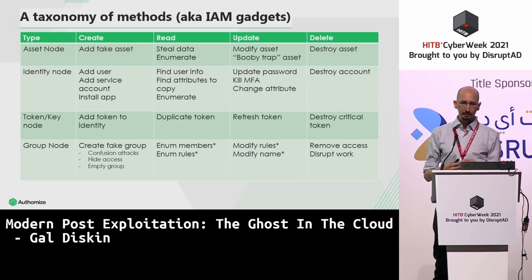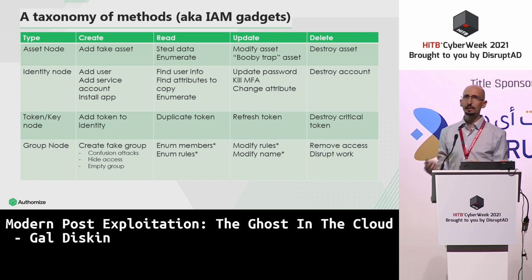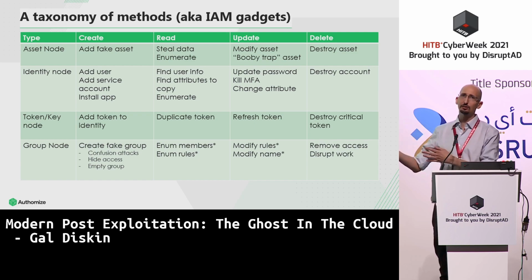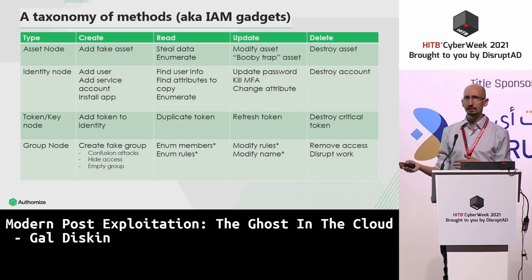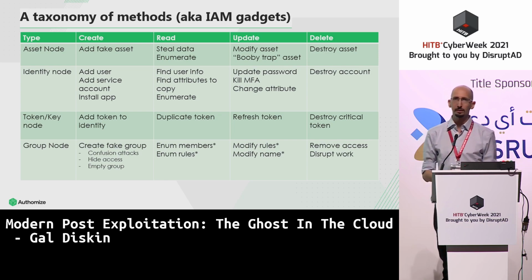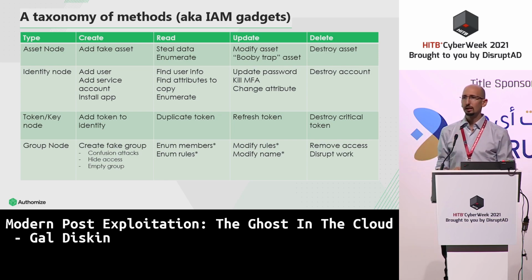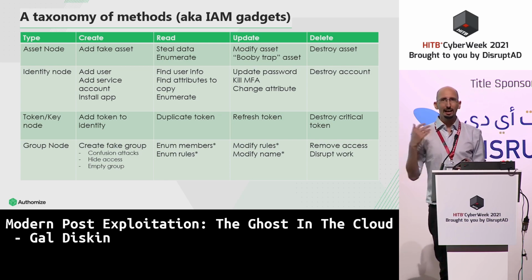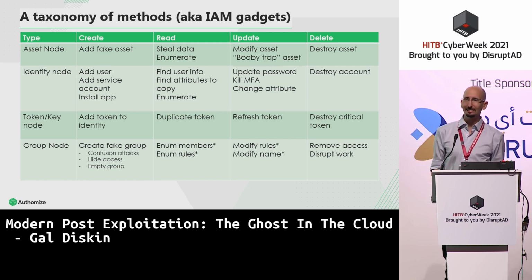But, for example, an identity node, the ability to create it means the ability to add a user, a service account, or install an application, because an application, like an OAuth application, is an actor in your system. It sometimes is represented as a service account and sometimes as a different animal in some applications or platforms. The ability, for example, to create any token is what's called the golden ticket type of attacks, right? It's the ability to generate tokens arbitrarily.